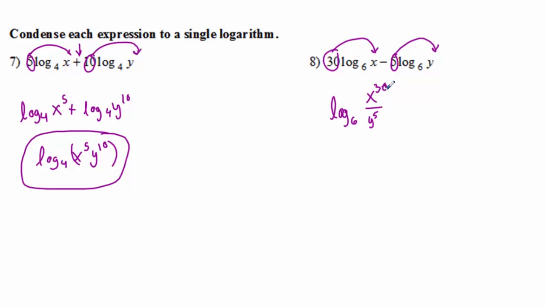And since those aren't the same letter, I cannot simplify that. Like if it was x to the 30th over x to the 5th, we could simplify. But it's not, so we're not going to. Questions on 5 through 8?